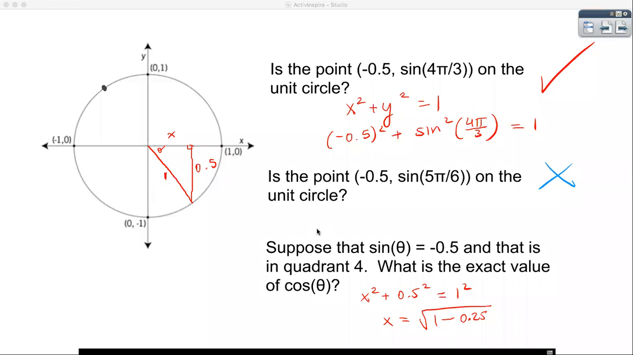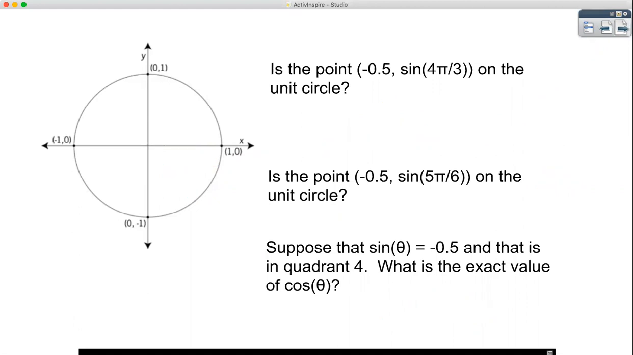We've been looking at different points on the unit circle, figuring out whether they are on the unit circle or figuring out what the points on the unit circle are. And we keep going back to this idea of the Pythagorean theorem. We keep going back to the equation for a unit circle, x squared plus y squared equals 1. And we keep going back to this idea that x is equal to cosine and y is equal to sine. So here's my next question.